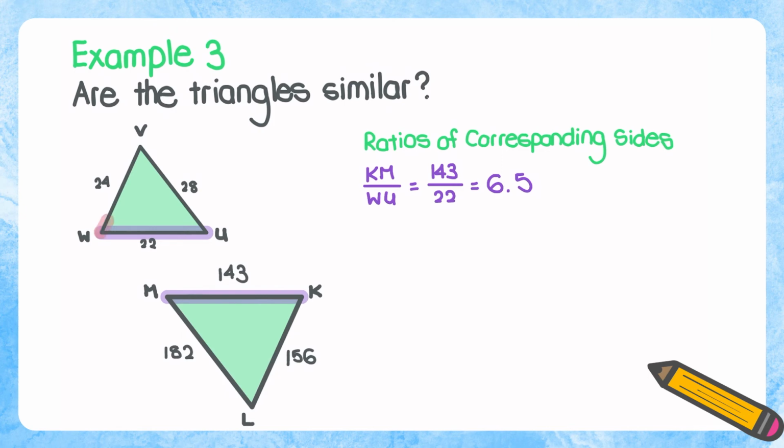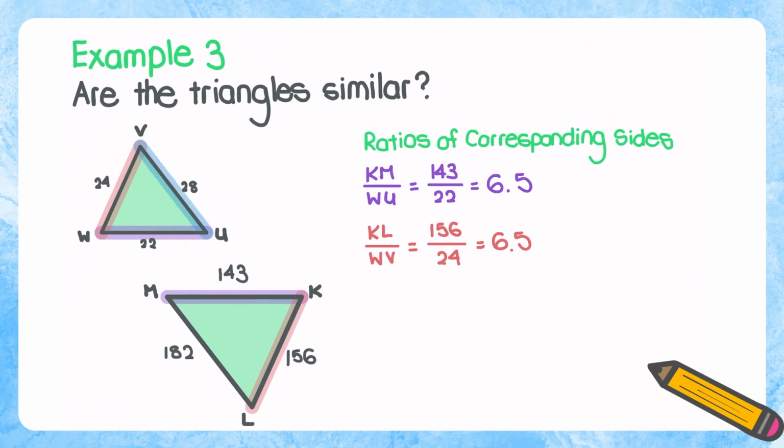We have another pair of corresponding sides, sides WV and KL. Notice how these are the medium sides of each triangle. So let's find the ratio. KL over WV is 156 over 24. This also equals 6.5, so it seems like we're on a good track.